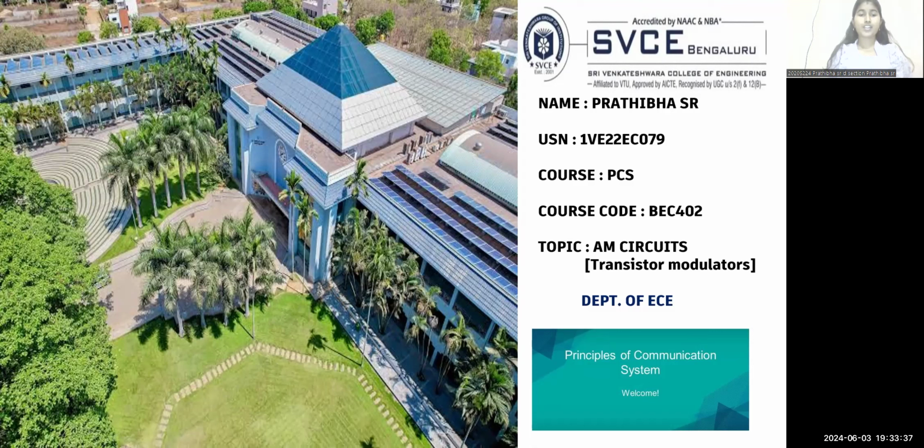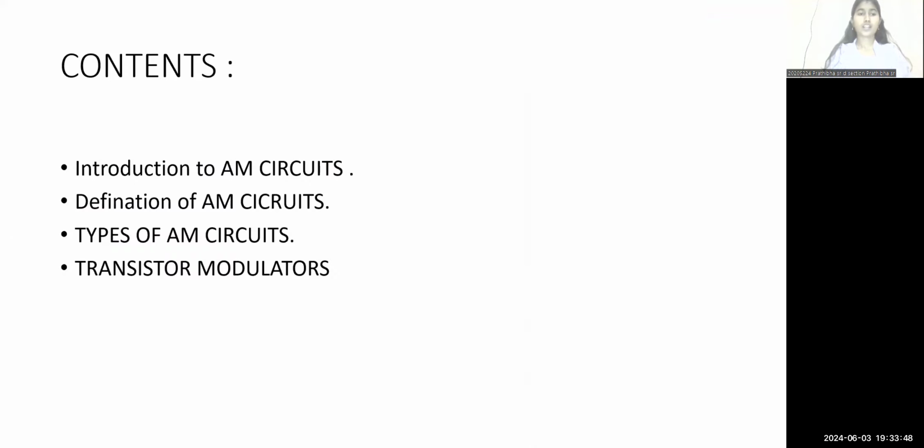In today's session, I am going to discuss AM circuits, which come under the transistor modulators in the course called Principles of Communication System. But before going to the topic, let us go through the contents. In this session, we are going to learn about the introduction to AM circuits, definition of AM circuits, types of AM circuits, and the transistor modulators.